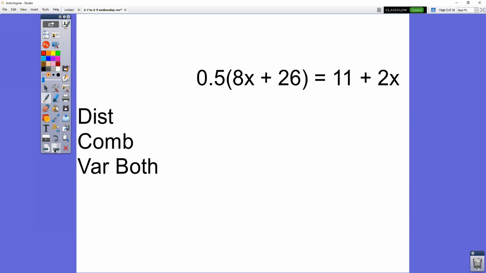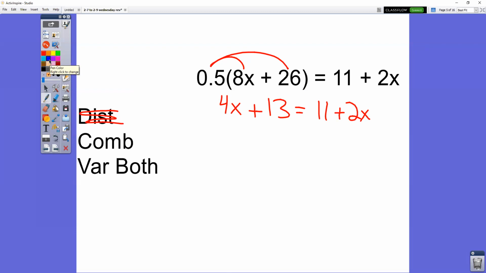So the first thing that we want to do in this question is the distributive property. 0.5 times 8x is 4x. 0.5 times 26 is 13. Bring down everything else that we didn't use yet. Next thing on our list is combining like terms. Do I have letters on the same side of the equal sign? No, I do not. Do I have just plain numbers on the same side of the equal sign? No, I do not. So I can't combine like terms in this question.